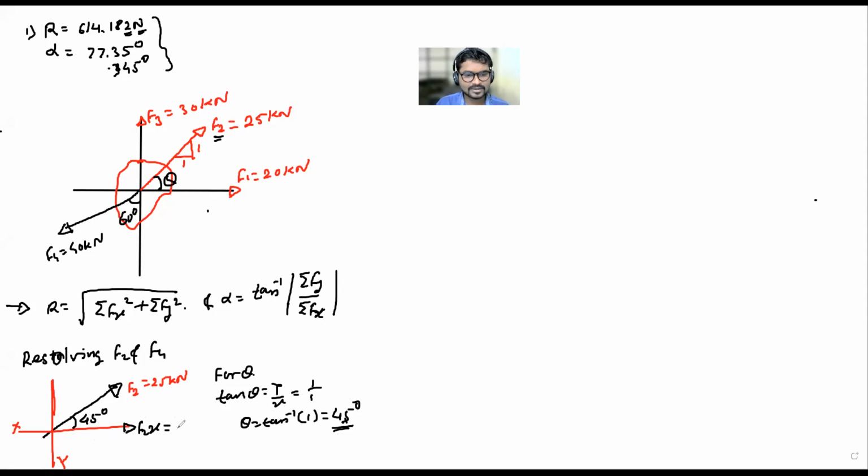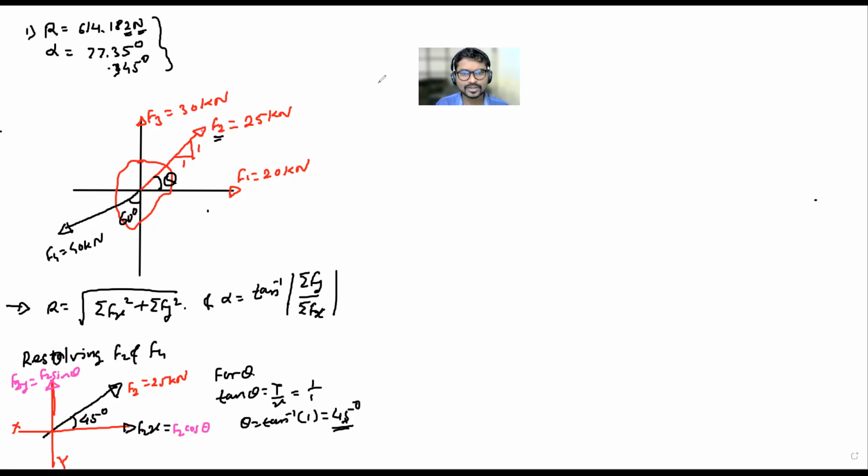F2x म्हणजे काय असणार? F2 cos 45. राईट. F2 cos थिटा, थिटा म्हणजे 45. आणि याचा वाय कंपोनंट कुठं असणार? अपवर्ड. सो कन्सिडर दिस ॲज अ F2y. F2y इज इक्वल्स टू काय असणार? F2 sin 45. F2 साइन थिटा किंवा F2 साइन 45. हे झाले, या फोर्सेस आपण रिझॉल्व्ह केलं.